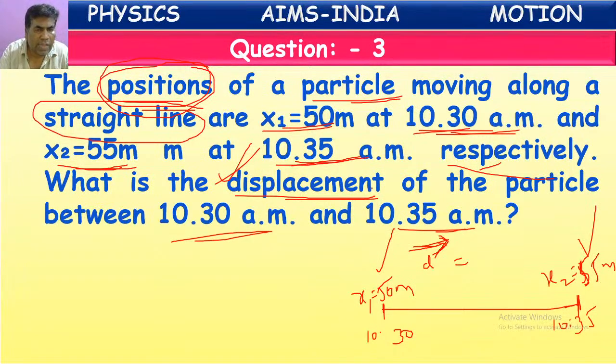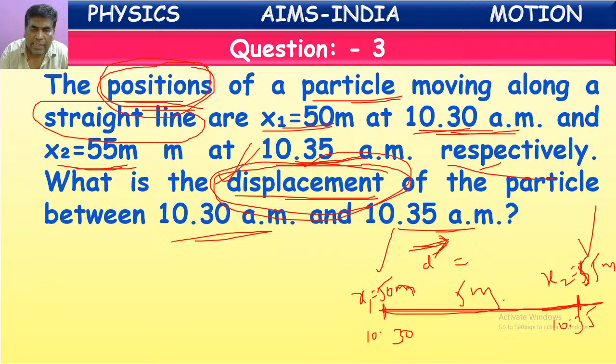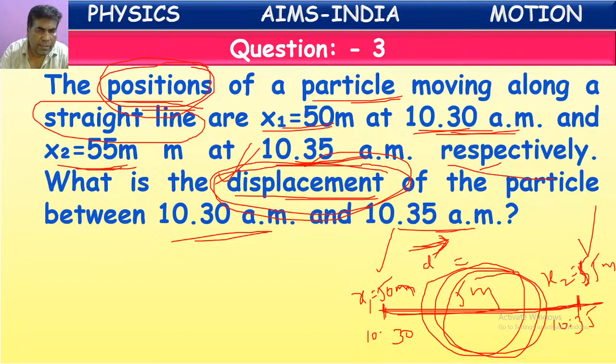What are they asking? Sorry, here position is marked as 50 meter. Here position 55 meter. Now what are they asking? Displacement. What is displacement? Change in final position and initial position. What is the change? 50 meter to 55 meter. There is a change of 5 meter in straight line.